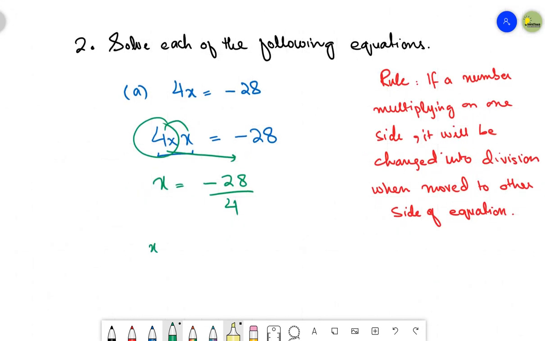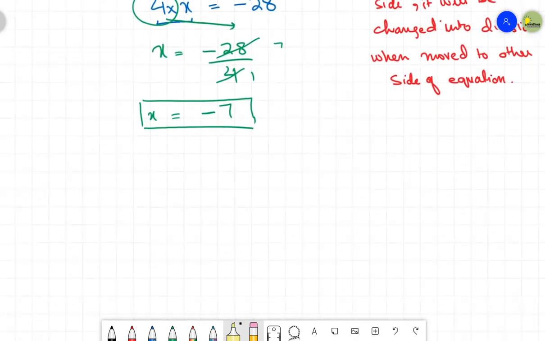Now minus 28 upon 4 is a rational number. You can cancel it. 4 ones are 4, and 4 sevens are 28. So the answer is going to be minus 7. Keep the minus sign as it is with the fraction. So the answer is going to be minus 7. It's an integer. So this is how you can solve this kind of equation. Now I'm moving towards part B.